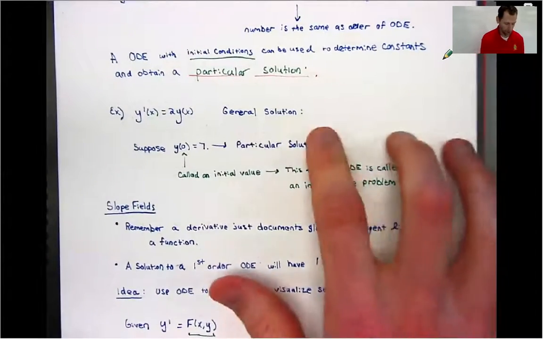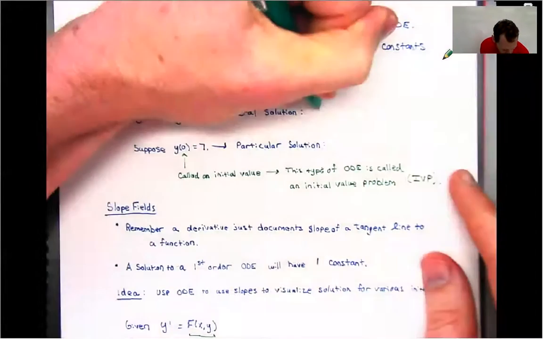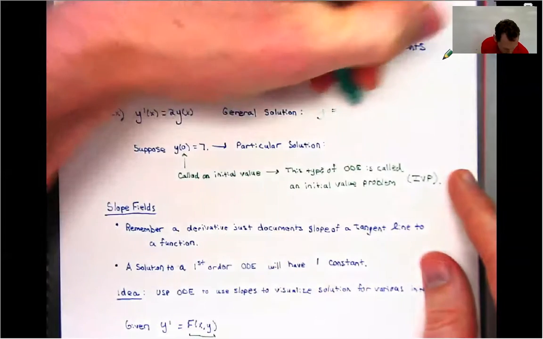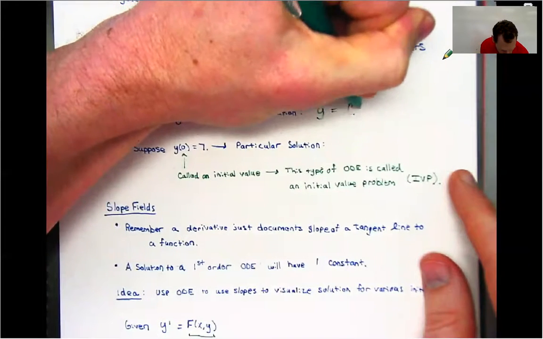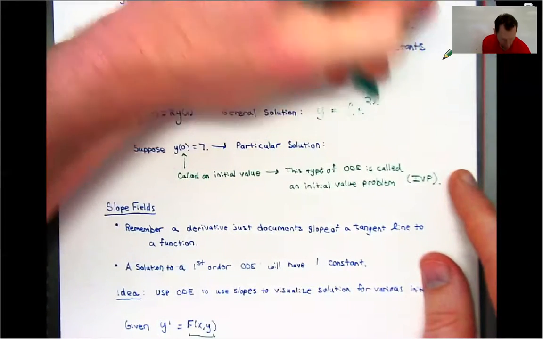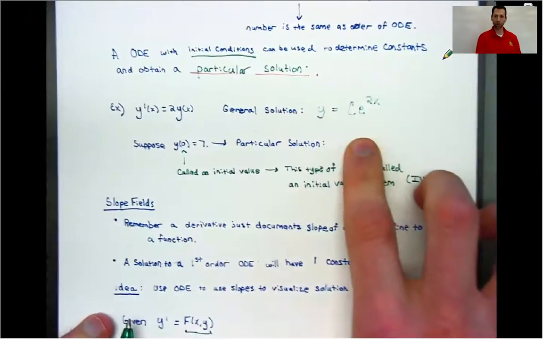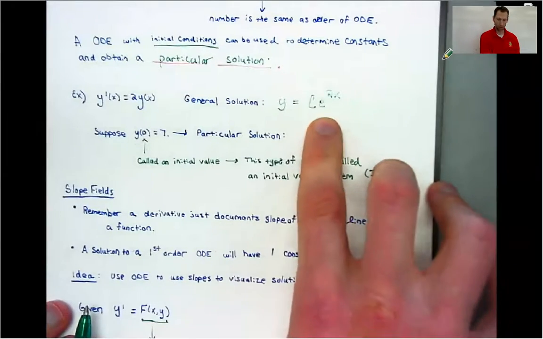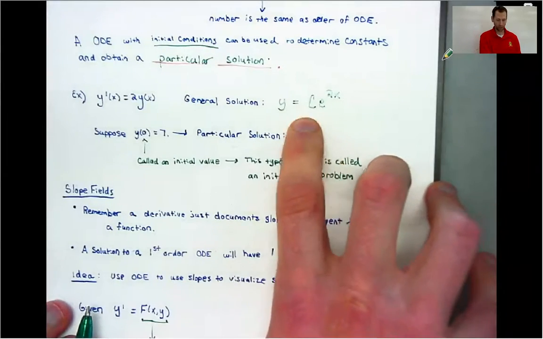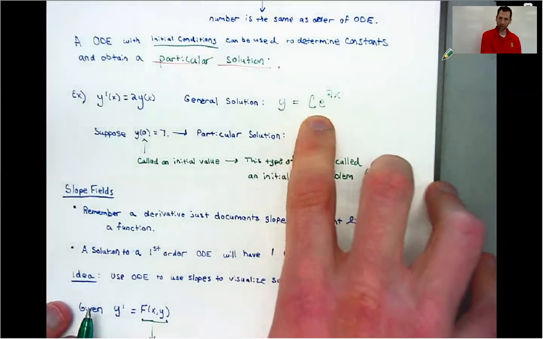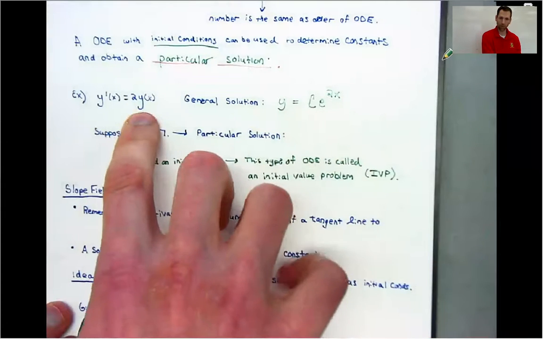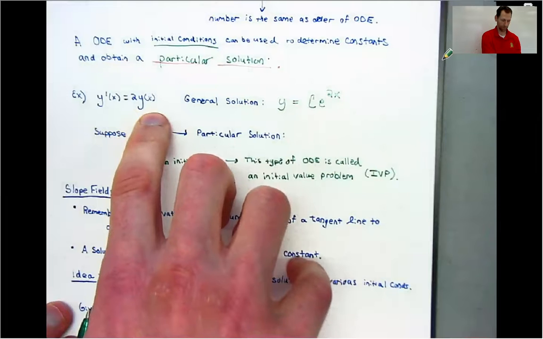The general solution to this, I'm going to write down, is y is equal to a constant times e to the 2x. And you can verify that by direct calculation. Take the derivative with respect to x, and you get 2c e to the 2x. And that would equal, y prime is twice the original function.